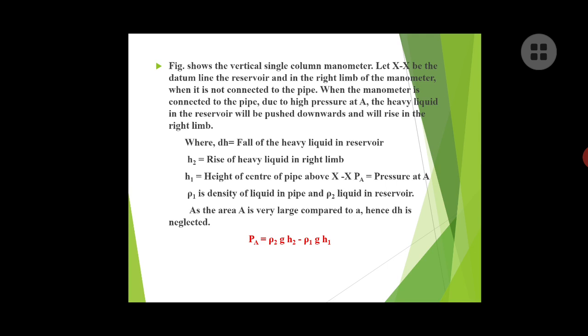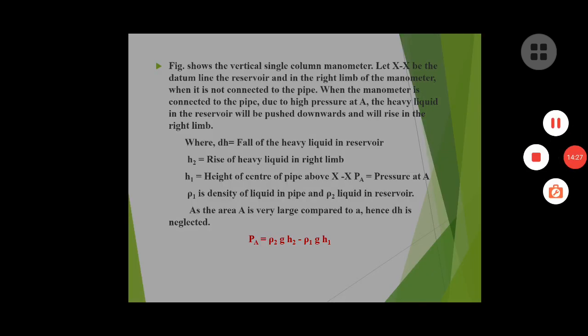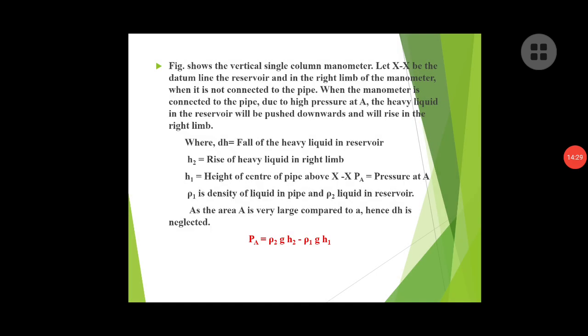Let rho 2 be the density of the liquid in the reservoir. As the area A of the reservoir is very large compared to the area of the limb, delta h is very small and neglected. Similarly, the pressure in the right limb is equal to the pressure in the left limb. So P_A is equal to rho 2 g h 2 minus rho 1 g h 1 and shows the same reading. Okay, so let's start. So draw the figure.